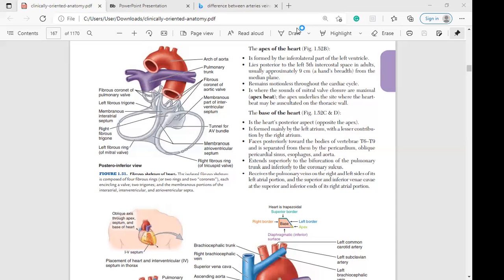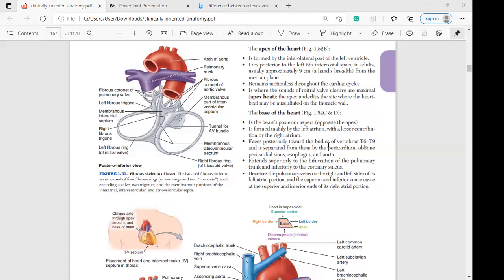Good. Now, the base of the heart. So the base of the heart is the posterior aspect of the heart. The posterior aspect of the heart. It is formed mainly by the left atrium, with a lesser contribution by the right atrium.